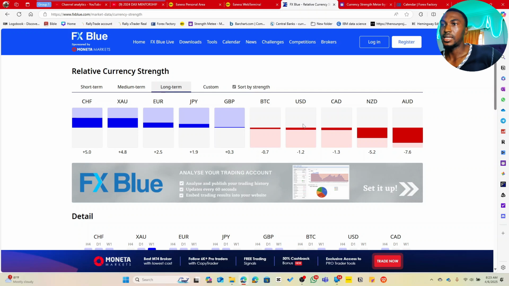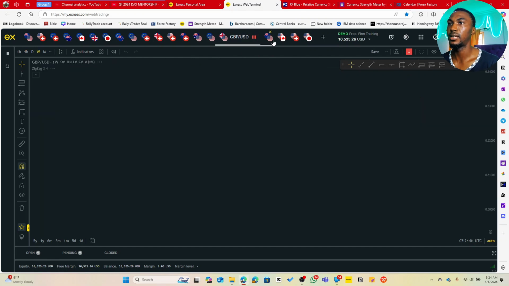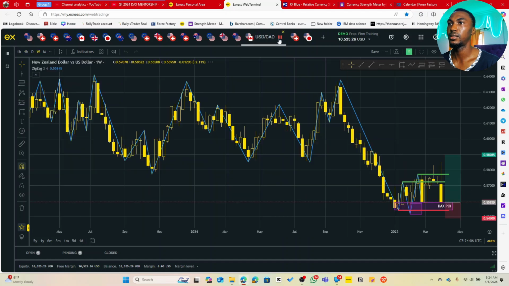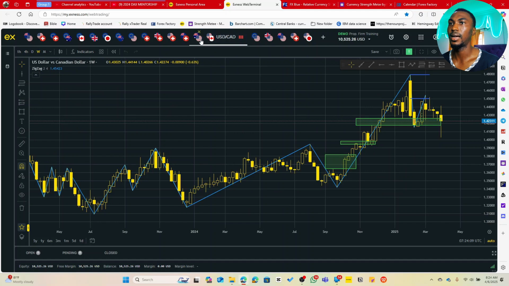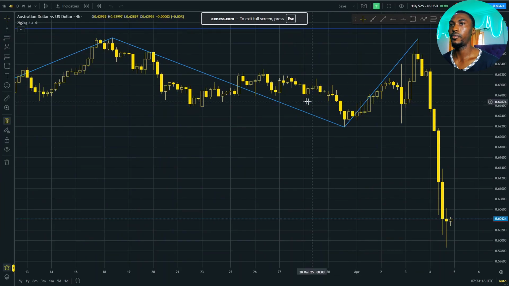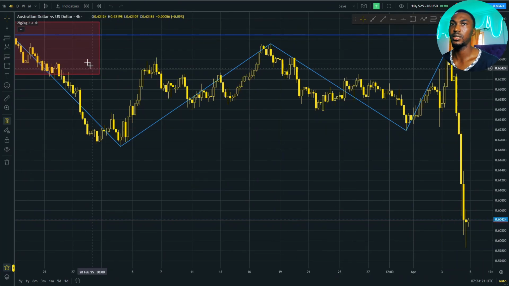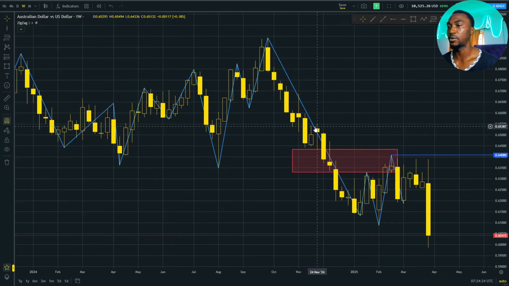So right off the bat, we can see that on the long-term perspective, buying the US dollar as compared to the Canadian, New Zealand, and Australian dollar makes more sense. So let's just quickly dive into that. AUD, Canadian dollar, let's see where's the Canadian dollar. This is it. So AUD, Canadian dollar, and New Zealand dollar. So it makes sense to be buying the US dollar when it comes to these three pairs. So if you're buying the US dollar in this case, it means you should be shorting this market. And right now it makes hot sense to be shorting this market because it just proved to us that it was going to go down.